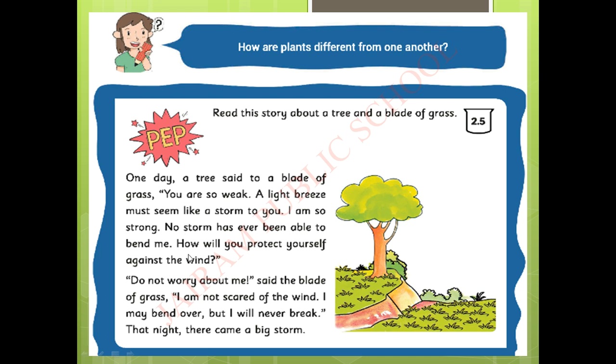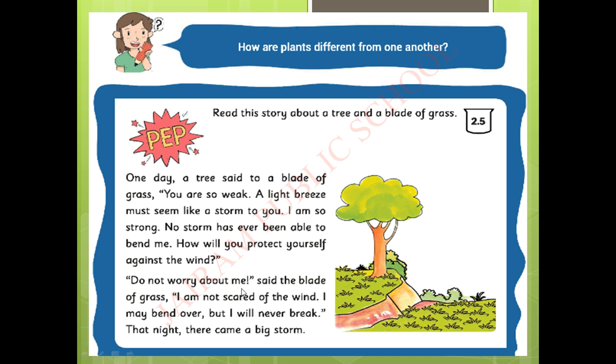The tree is telling the grass that the tree is very strong. I am very strong and I have never been bent. So because of the breeze, the tree has never bent. And how will you protect yourself from the wind? It is asking the question to the grass.